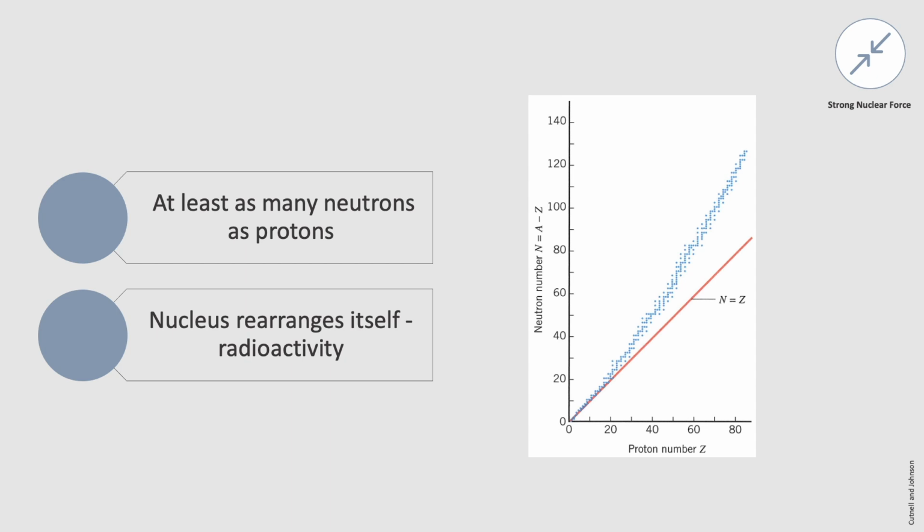If a nucleus can't balance out the forces, it becomes unstable and will spontaneously rearrange itself to reach a stable configuration. In other words, nuclei reach stability through radioactive decay. And that is what we'll be talking about next time.